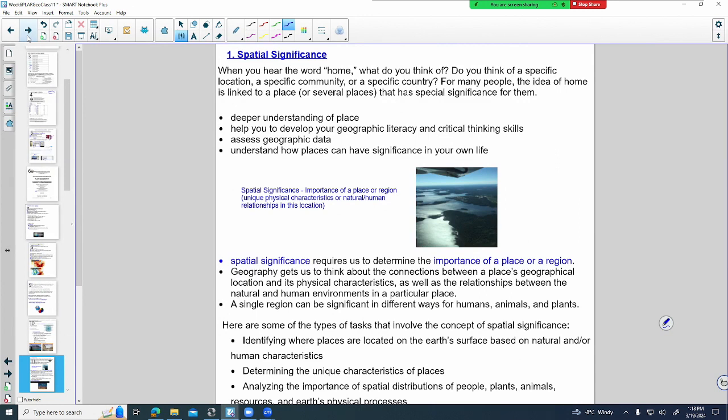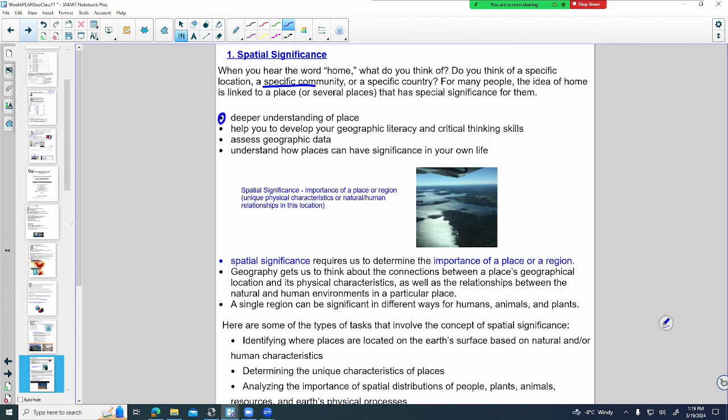So let's look at the first one, spatial significance. When you hear the word home, what do you think of? Do you think of a specific location? Or do you think of a specific community? Or do you even think about a specific country? For many people, the idea of home is linked to a place, or for some people, several places that have special significance for them.